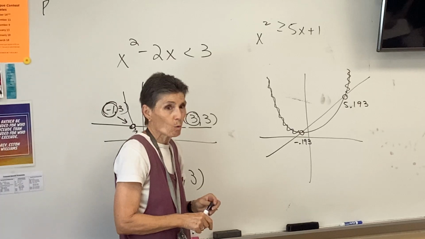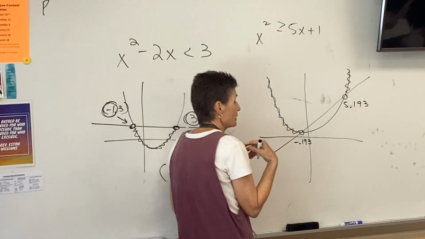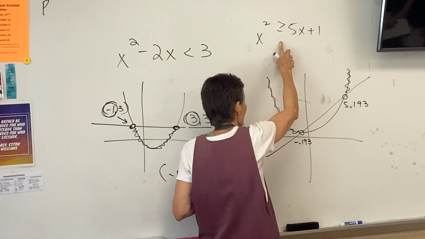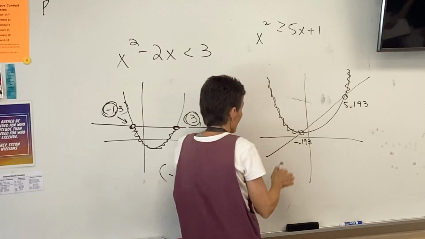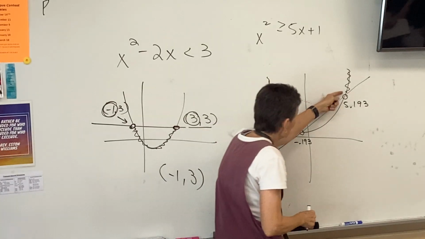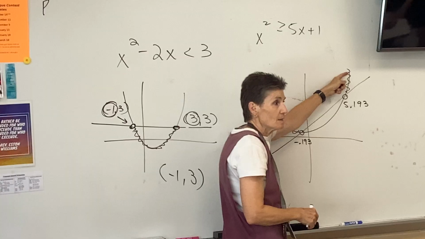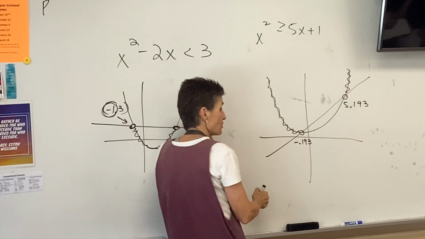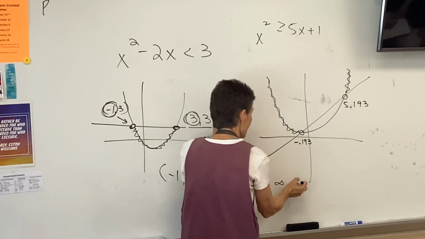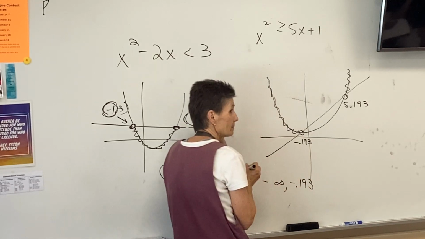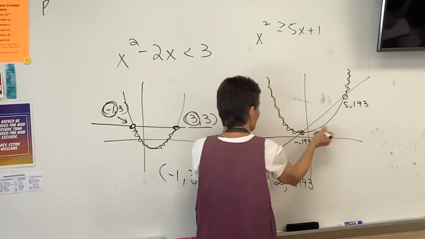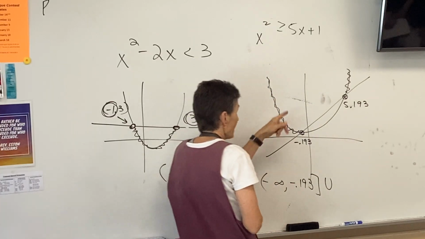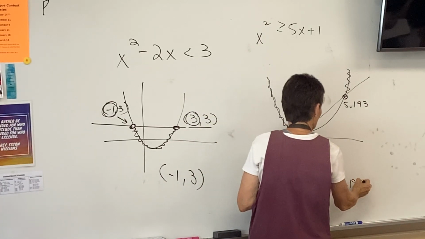Now, you gotta answer the question. If you did it with intersections, you want the parabola to be above the line. So isn't this and this where that happens? So what is my answer? Not in between those two numbers. My answer is negative infinity to negative 0.193. Since that's an or equal to, these are actually closed dots. So there's the first half of my answer. And then the other half is 5.193 to infinity.